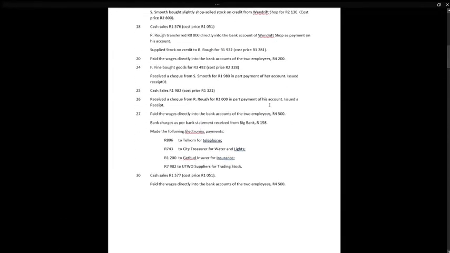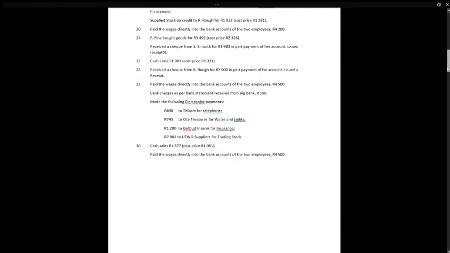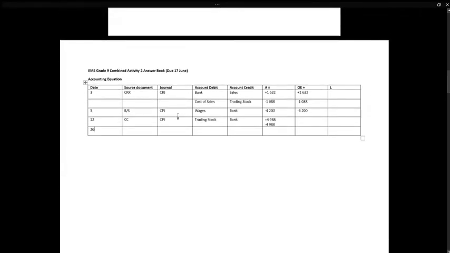On the 26th, received a check from Raf for 2,000 Rand in part payment of his account. Issued a receipt. So, on the 26th, our source document will be a duplicate receipt because we are giving the original to the customer. Duplicate receipt, we are receiving money, so therefore cash receipt journal.